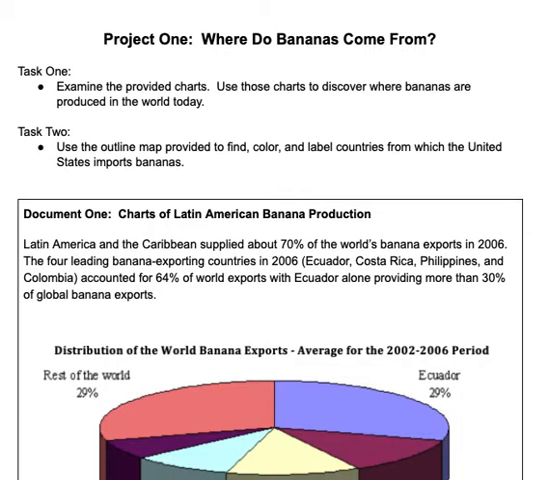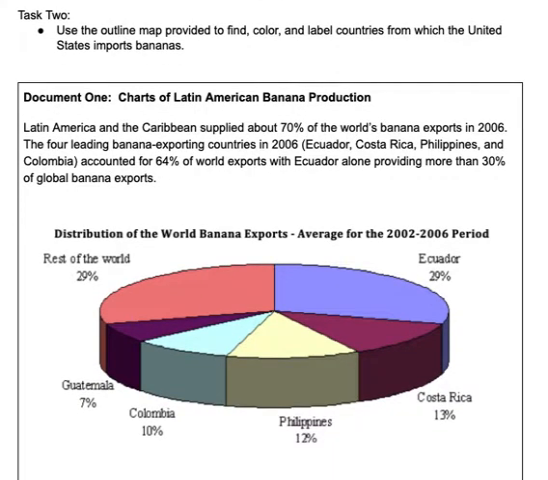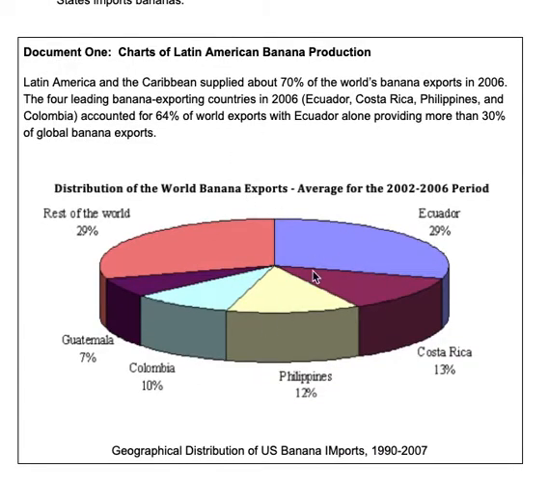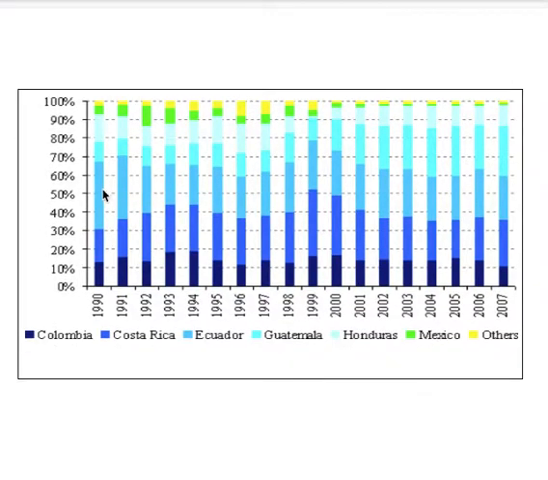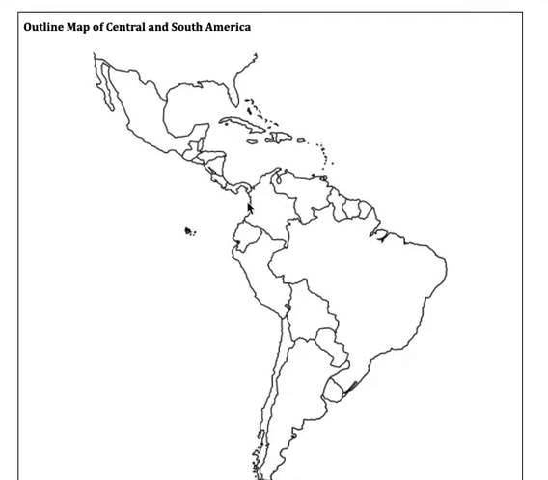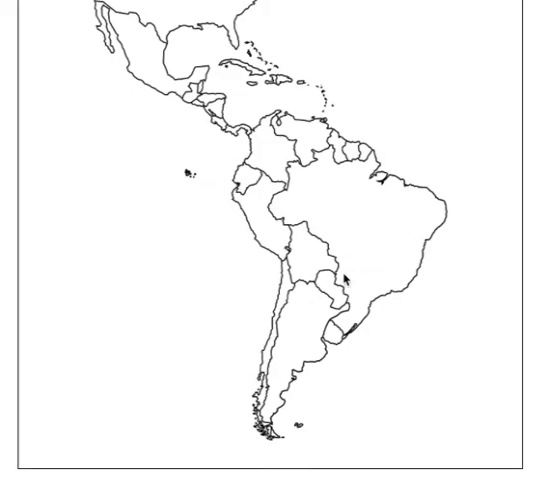So the first project in Where Do Bananas Come From is a geography piece. I'm asking you to do two things. Take a look at a couple of charts and then use those charts to create a map of the place in which bananas are located. Here is the chart that shows the Latin American countries in which bananas are grown. And another chart here shows you where we buy them from in the United States. Then I ask the students to color in those areas, label them, and find those places on the map. These are the countries that you're going to be looking for, and these are the areas that you're going to find and label.